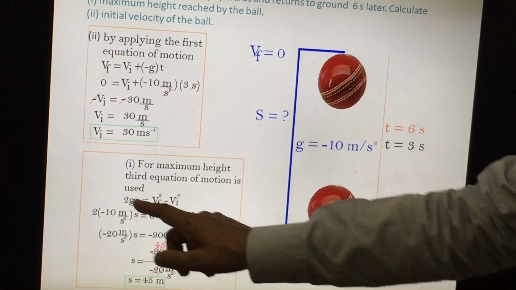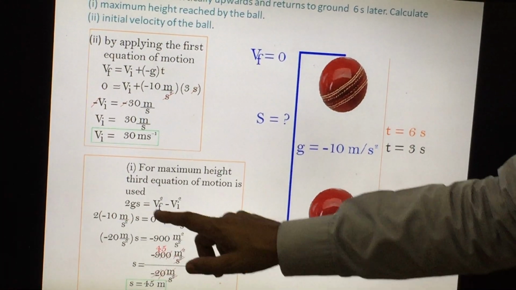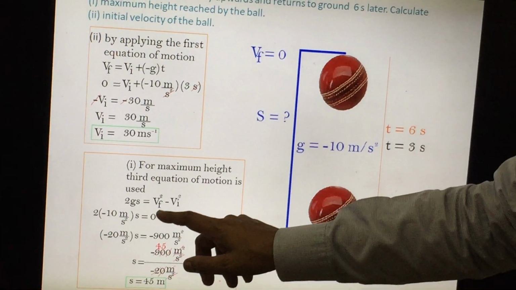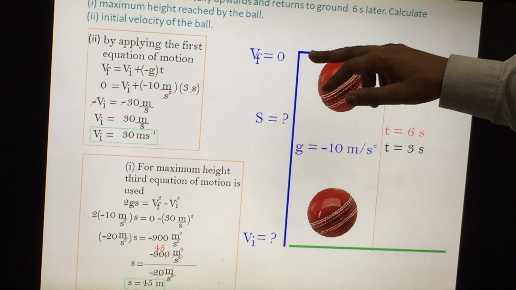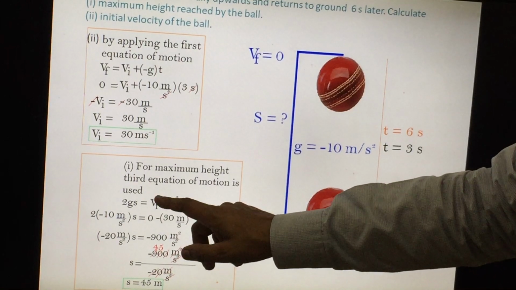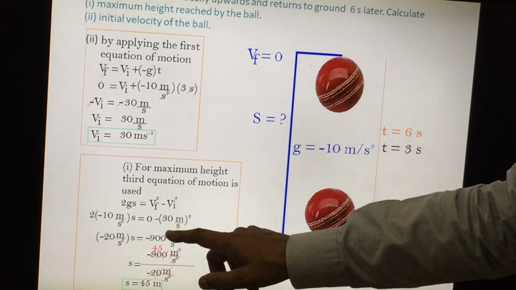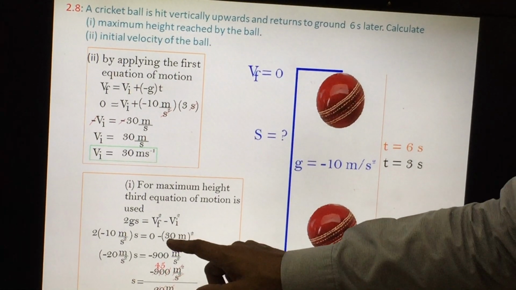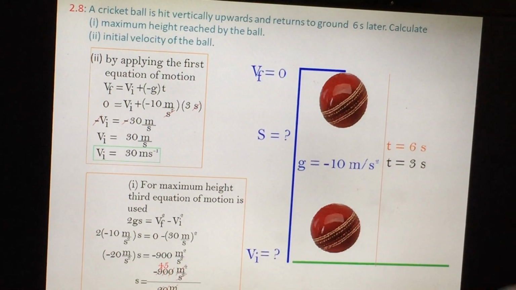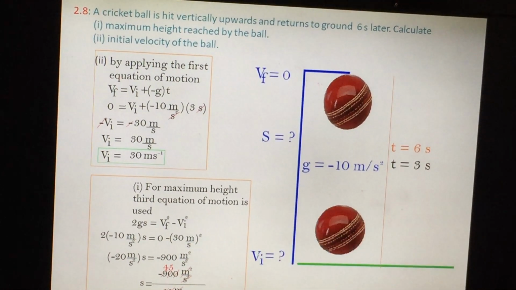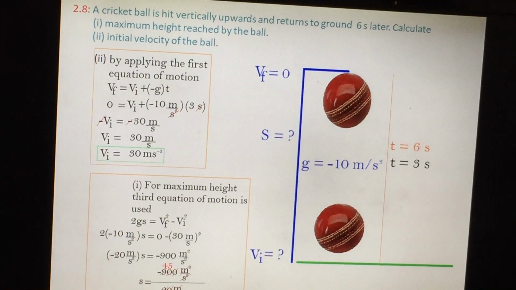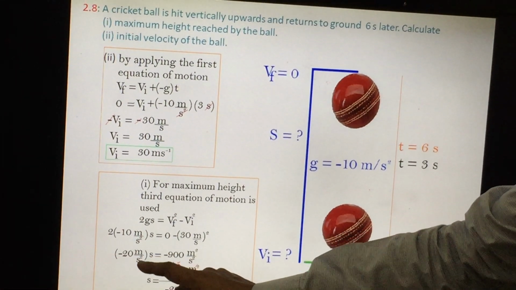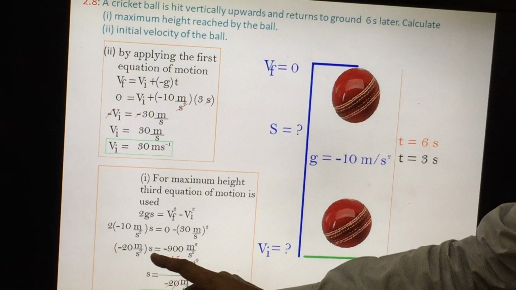We are going to put in the values. 2 is there, G is minus 10 meter per second square. S we will write as such because we are going to figure out the value of S, is equal to, now the final velocity: when the ball stops, the final velocity will be 0. When you take the square of 0, it is 0 again, minus, and then the initial velocity we have calculated, that is 30 meter per second, squared. The square of 30 is 900. The square of meter is meter square, and the square of second is second square. Now this whole value, minus 20 meter per second square, is multiplying with the distance.